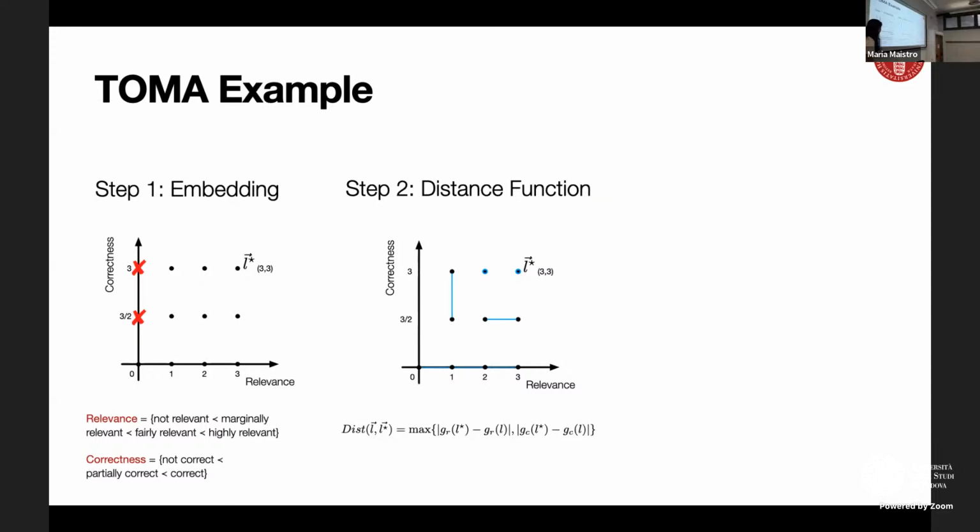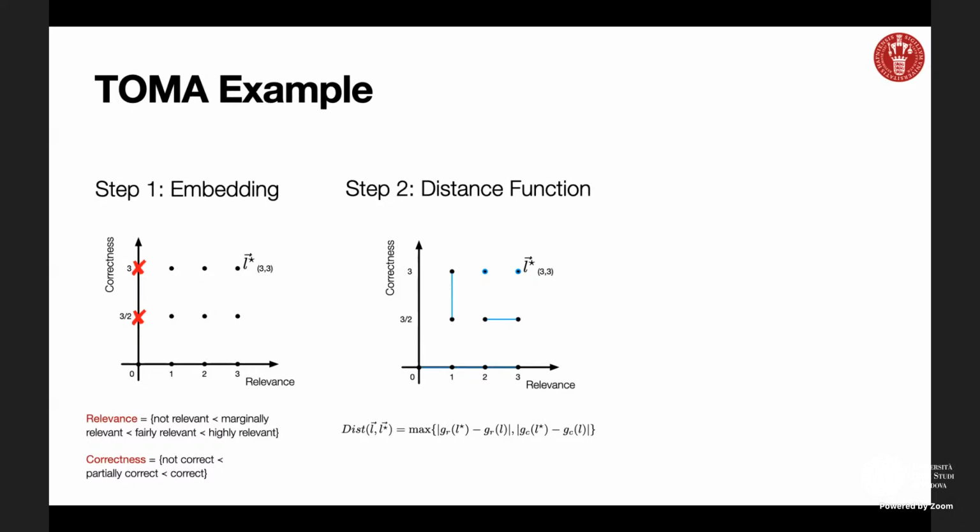And then what you can do, so you say, okay, this is the best possible document I can have, because it's the most relevant and most correct. And I want to look at the other labels and compute the distance. Now, here we use the Manhattan distance. And these blue lines are the equivalence classes.